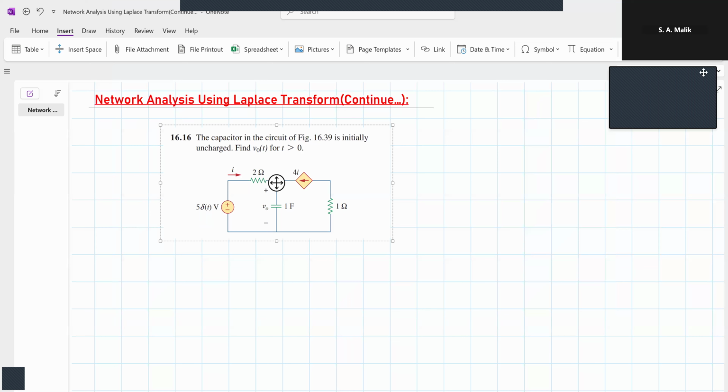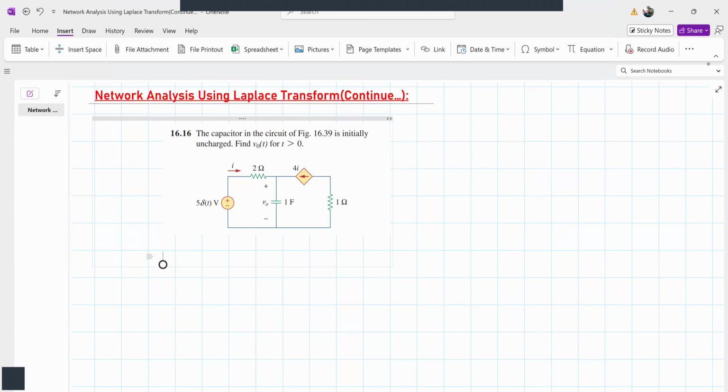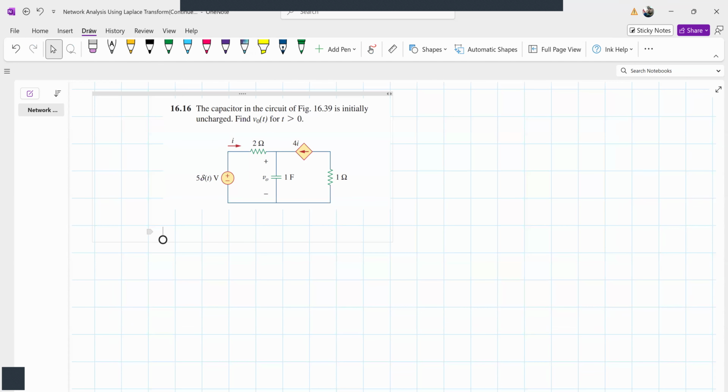Let's solve this. In this problem, our goal is to find the voltage across the capacitor for t greater than or equal to 0. The circuit is as shown. We have an independent voltage source, and we have a dependent current source in this. In order to find v0(t), we'll draw the equivalent circuit of this.